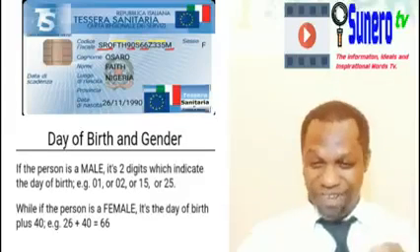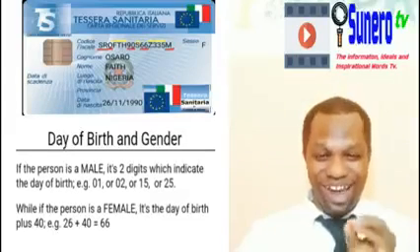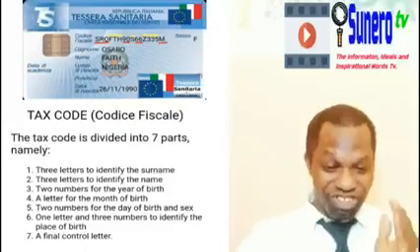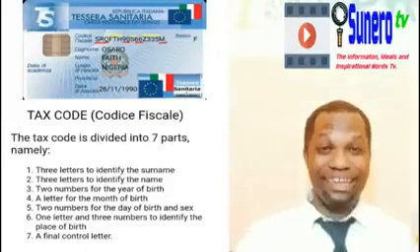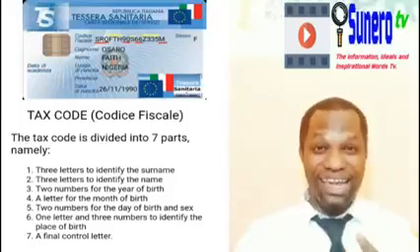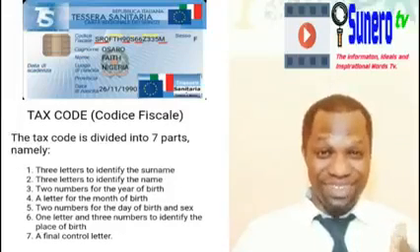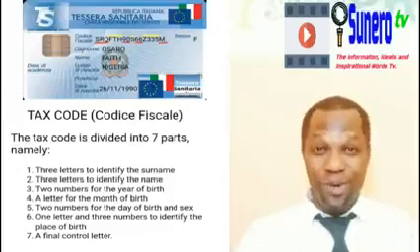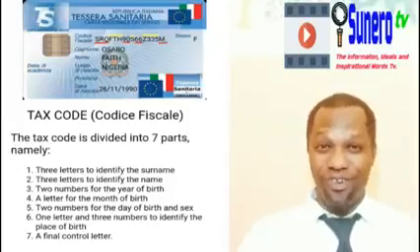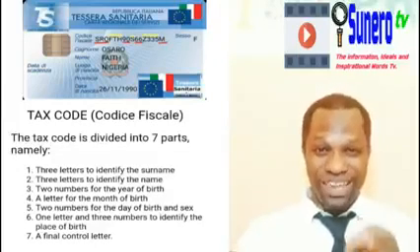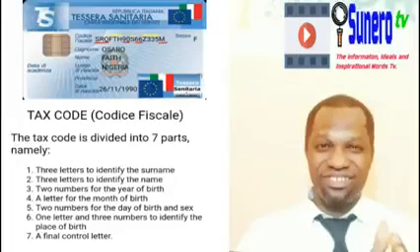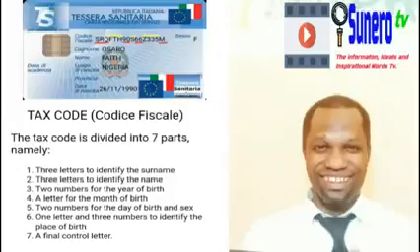For those that are female, you have to know people that are female, their Codice Fiscale. Then the other one says 1 letter and 3 numbers to identify the place of birth. 1 letter and 3 numbers to identify where the person was born. So people that are born in Nigeria, if you're a foreigner, you will write that you were born in Nigeria. You find out that yours will be Z335. That's for those ones that are Nigerians.